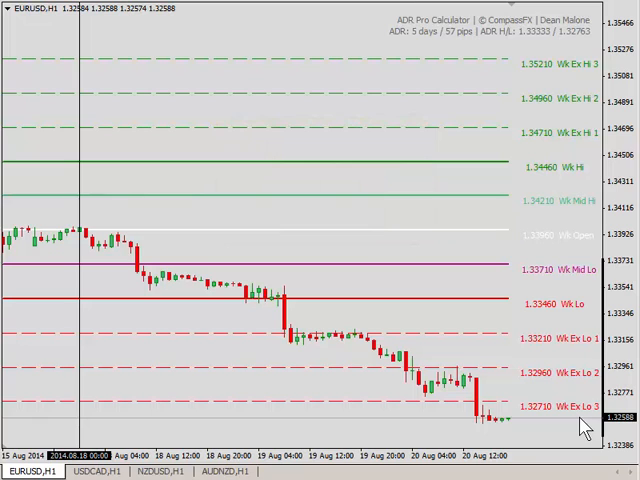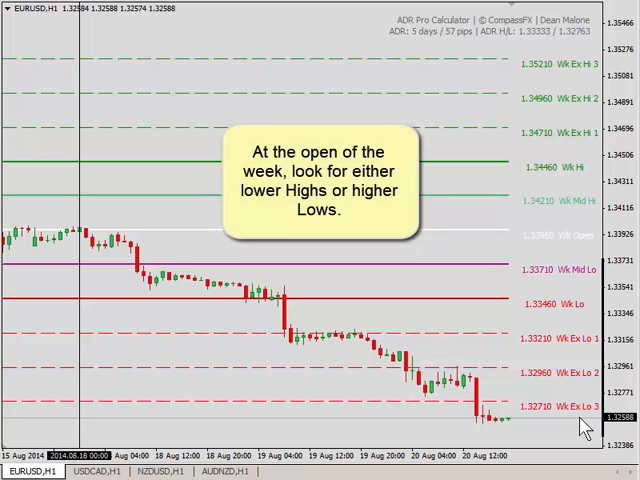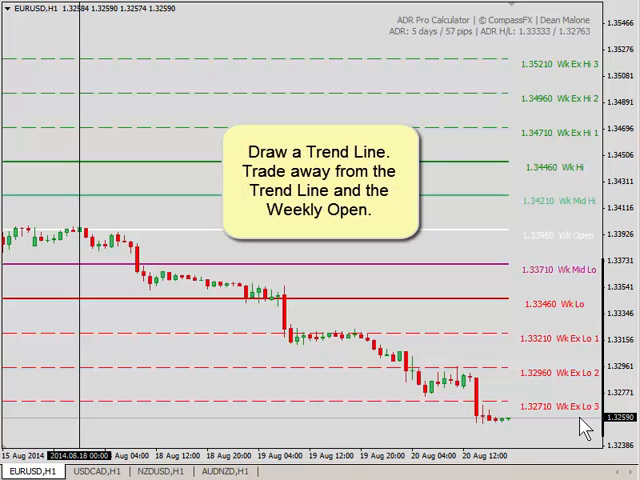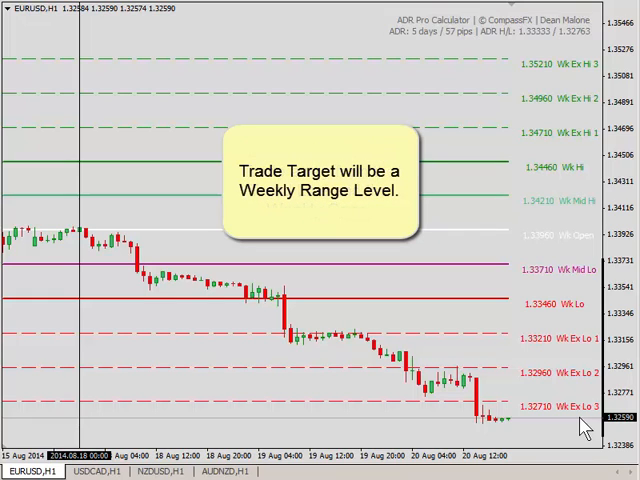So here's what we're going to do. We're simply going to let the market get started, and from the open of the week we're going to be looking for either lower highs or higher lows, and we're going to draw a trend line. We're going to trade away from the trend line and trade away from the weekly open. And then our target is going to be a weekly range level. If that level's broken, then we're trading on to the next target, which would be the next weekly range level.